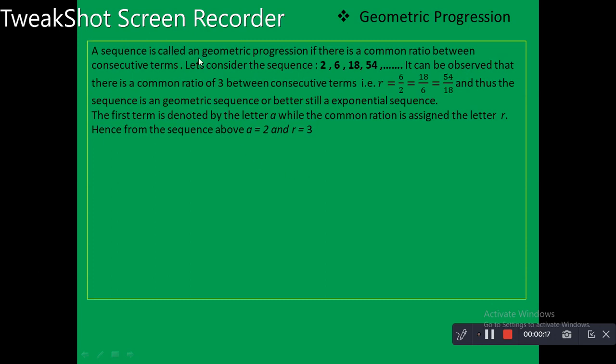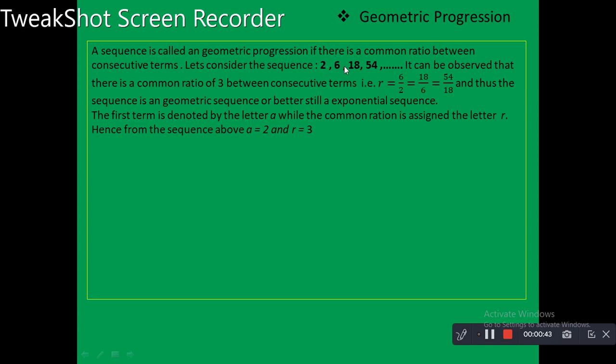Now, a sequence is called a geometric progression if there is a common ratio between consecutive terms. Let's consider the sequence 2, 6, 18, and 54. We can observe that as we move from 2 to 6, from 6 to 18, and from 18 to 54, if we take the ratio of consecutive terms, we will see that the common ratio is 3.